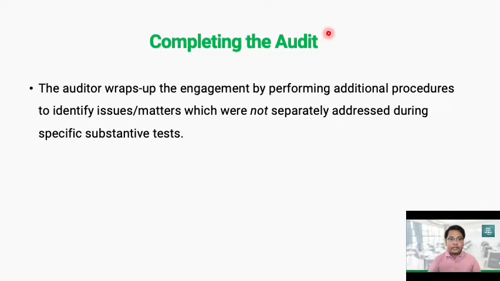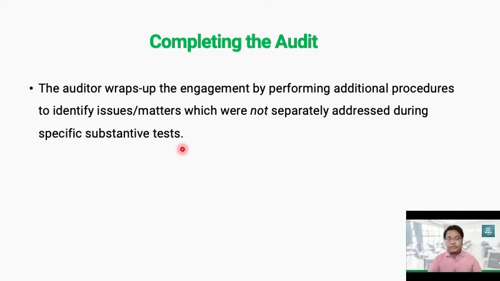So again, completing the audit. On this part of the audit, we wrap up the engagement by performing additional procedures to identify any issue or matter which we did not separately address during our performance of specific substantive tests. So usually those areas related to presentation and disclosure, we cover here in this phase of the audit. Although remember, our procedures related to, let's say, validating or reviewing the disclosures of the client are already incorporated in our substantive test procedures.